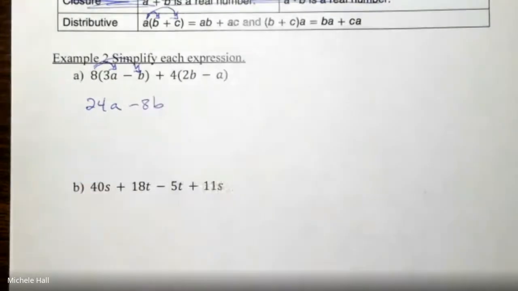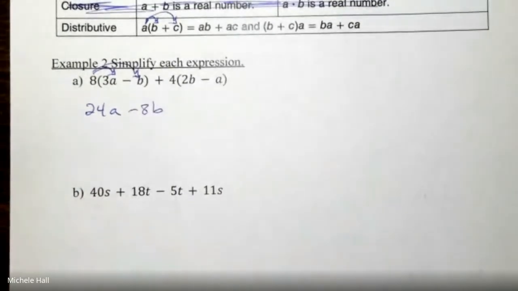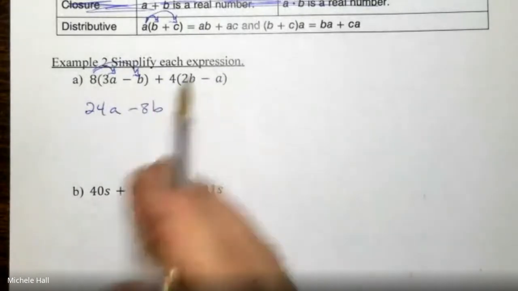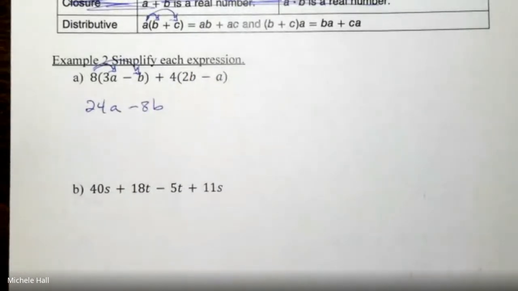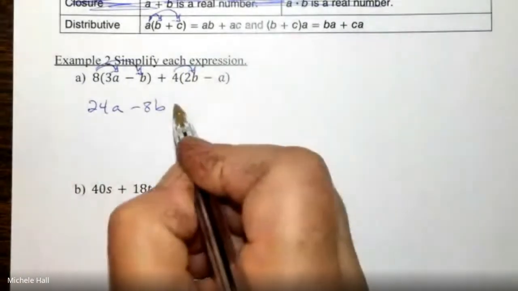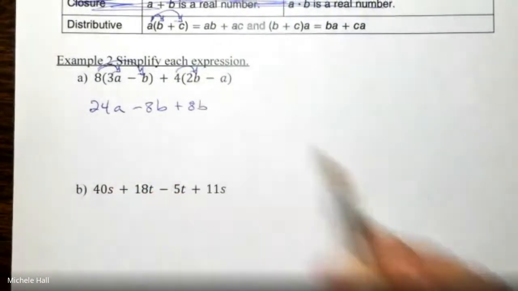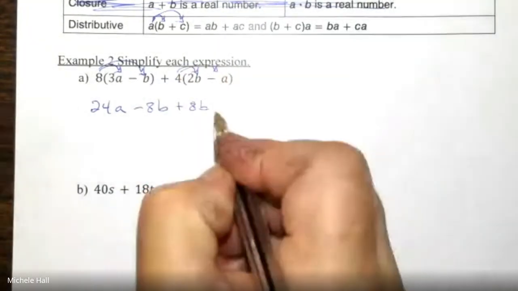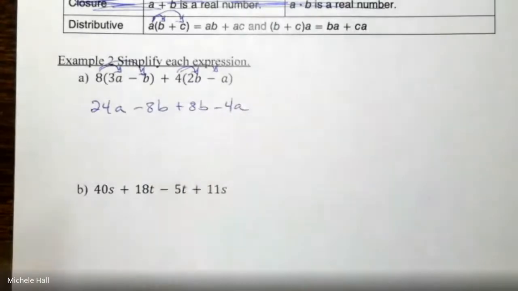That's it. We're getting rid of those parentheses. I can't add any A's and B's together over here. They're both in parentheses, and we need to get rid of them before we can simplify. Then we have 4 times 2B, which is a positive 8B. And then we have 4 times negative A, which is a negative 4A.